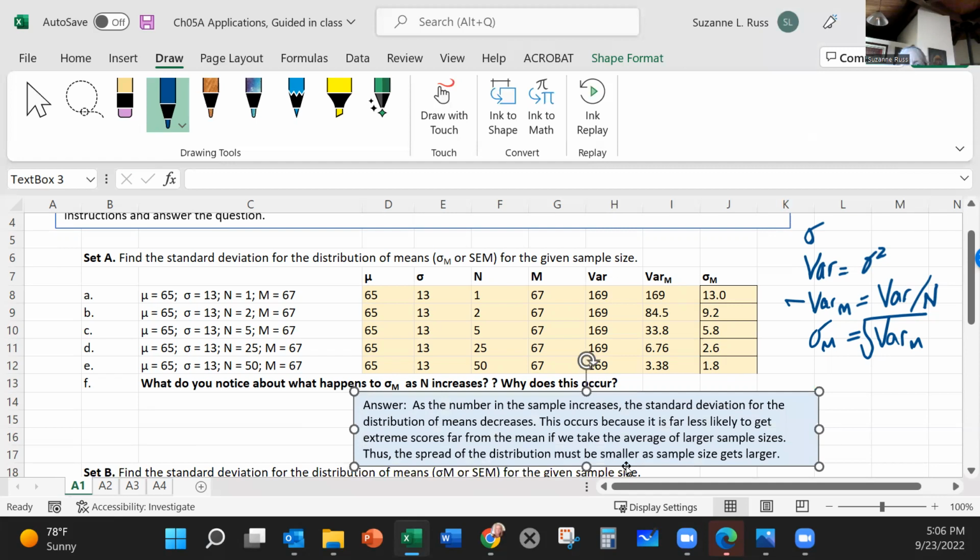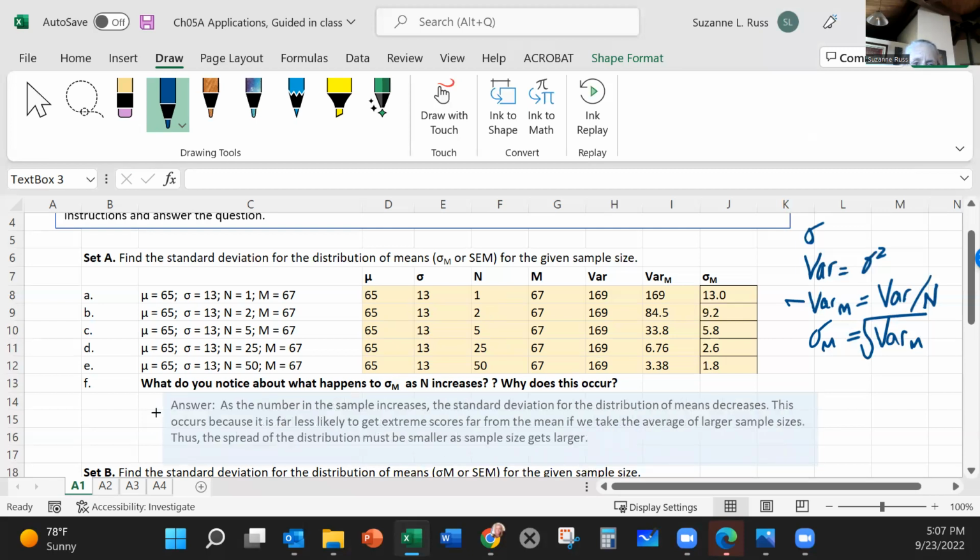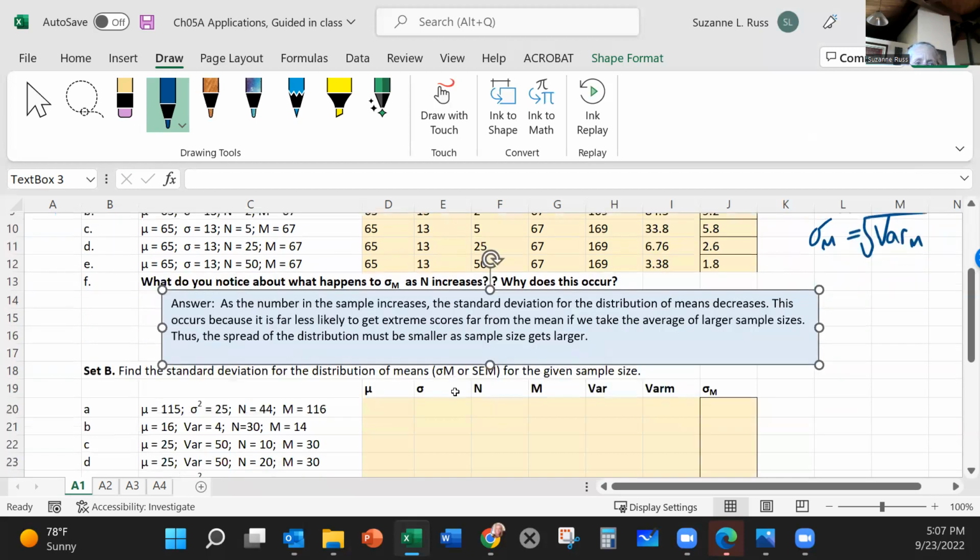When we shake more dice, we're less likely to get, say, all sixes or something like that. Like if we shake 25 dice, we're far less likely to get all sixes than if we shake just one or two dice. So hopefully that's a good enough response there. I'll give it a little more room.